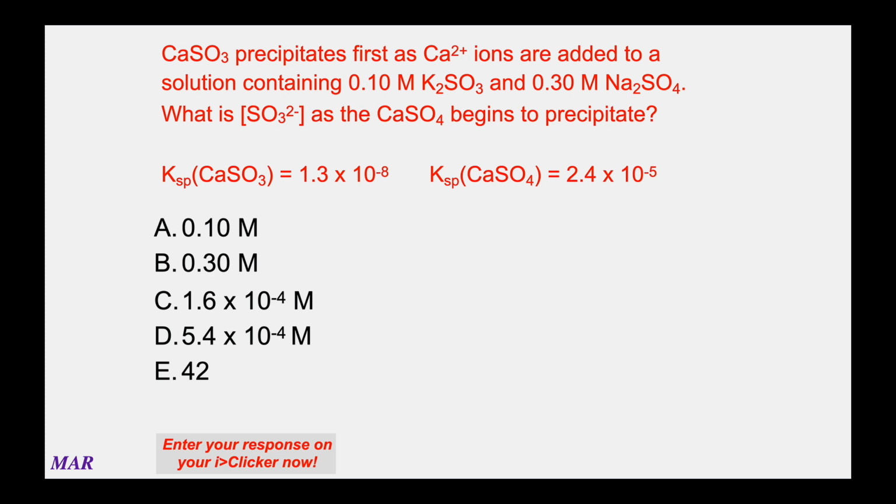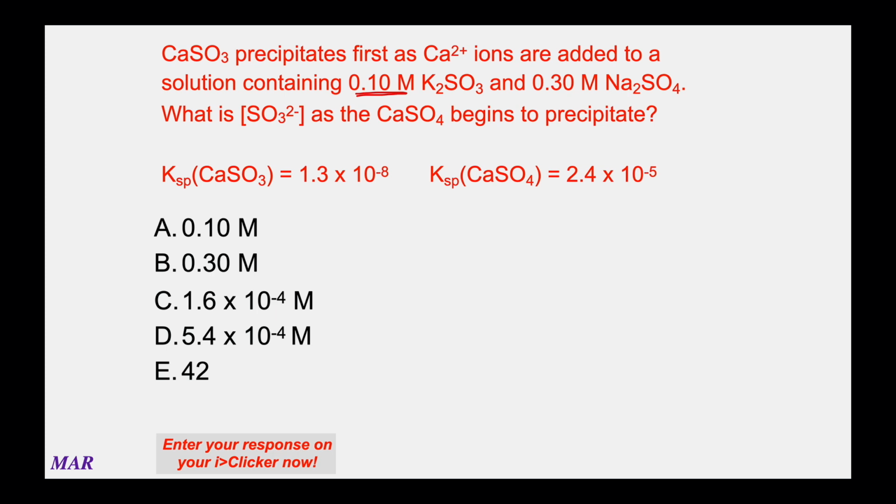Calcium sulfite precipitates first, we saw in the last problem, as calcium ions are added to the solution of 0.1 molar potassium sulfite and 0.3 molar sodium sulfate. The question here, this is an interesting extension, is what is the sulfite concentration as the calcium sulfate begins to precipitate? So it's good to visualize here in your mind what's happening. Calcium sulfite is precipitating first, and as it precipitates, the sulfite concentration, which was 0.10 moles per liter, is going to decrease, okay?